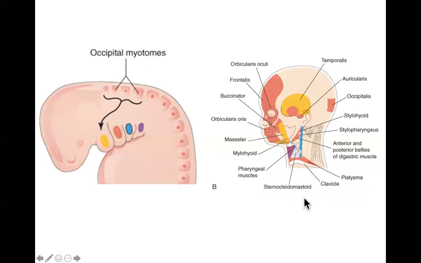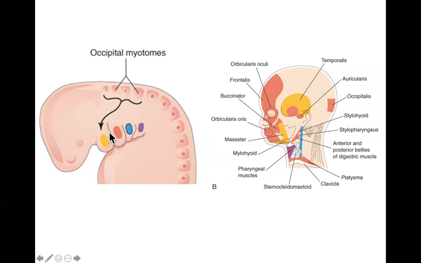Now then, let's talk about the muscular component of the arches. Okay, it's not important for this class, it's not important for the quiz or anything, but some of the muscle cells do migrate down from the occipital myotomes, and they contribute to the structures formed in the first arch muscle, right? Again, for purposes of this class, we're not going to get into that great of detail, but just for your information, some of the muscle cells in this first arch come down from these occipital myotomes, okay?